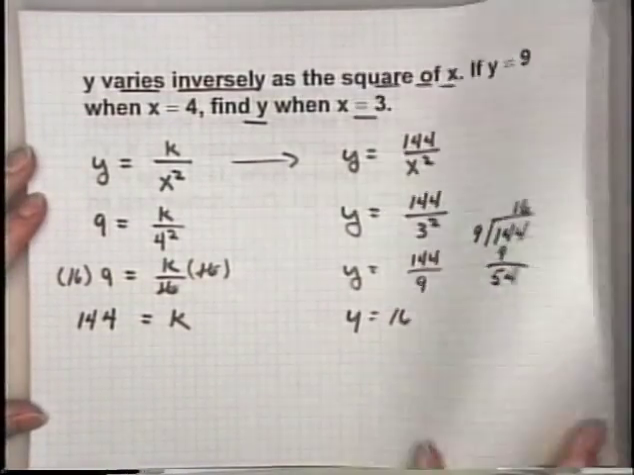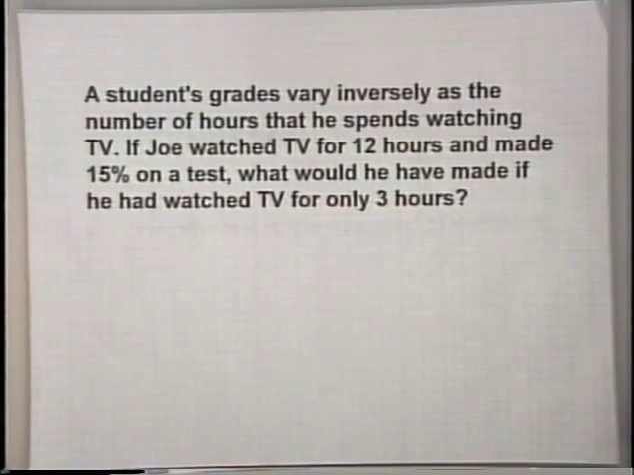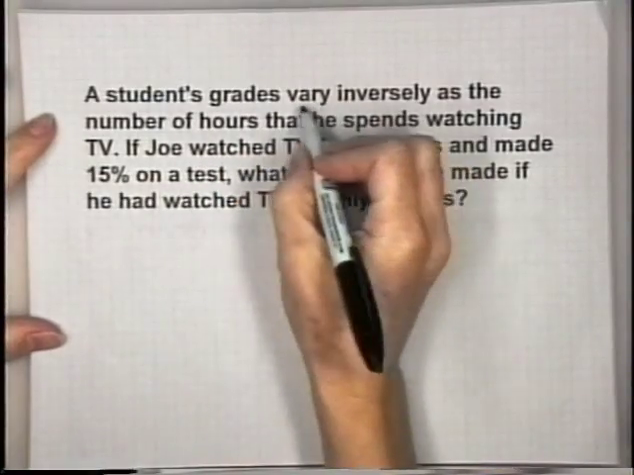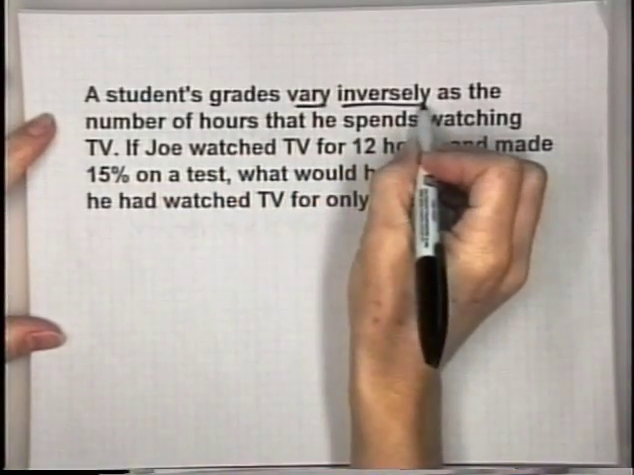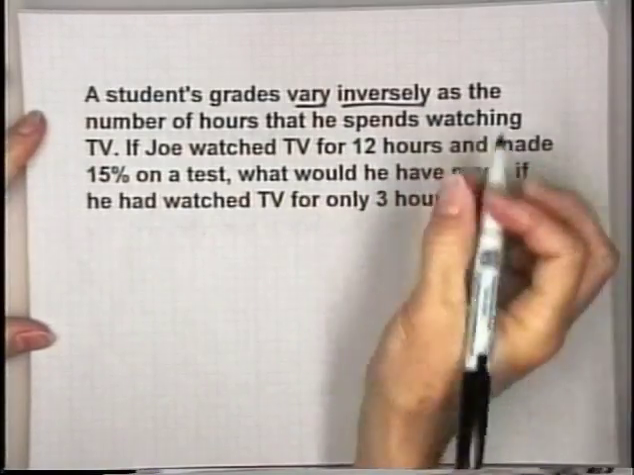Let's take a look at another example. A student's grades vary inversely as the number of hours that he spends watching TV. If Joe watched TV for 12 hours and made 15% on a test, what would he have made if he had watched TV for only 3 hours? Notice again, a student's grades vary how? Inversely. So let's do this.